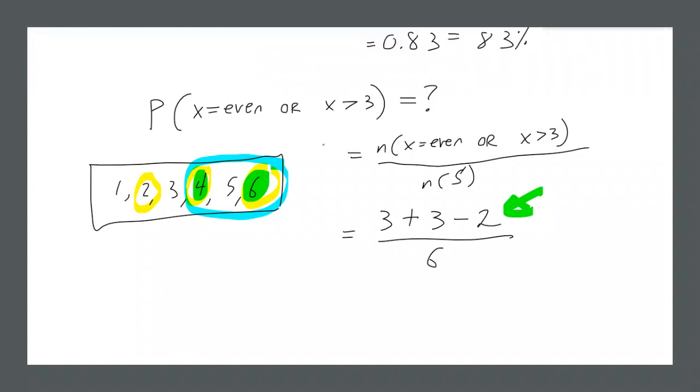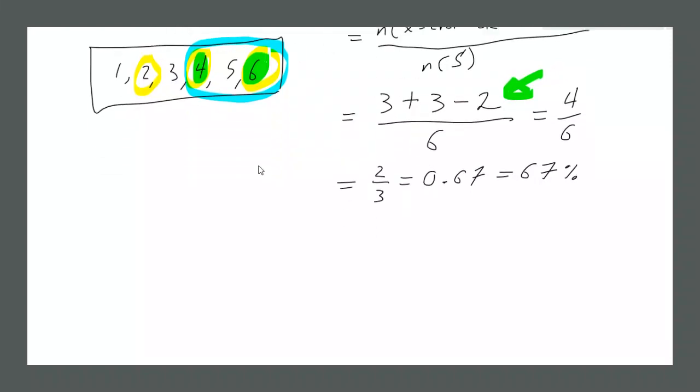And that's what gives us the right answer. Okay, so we have 3 plus 3 minus 2, which is actually a 4, divided by 6. Okay, so that's 2 out of 3, or 0.67, or 67%. Again, here the decimal is being rounded to 2 decimal places.